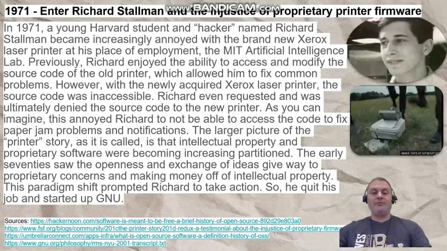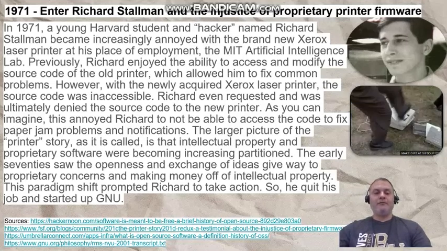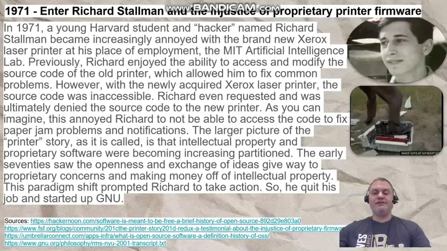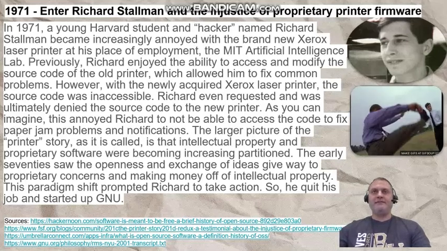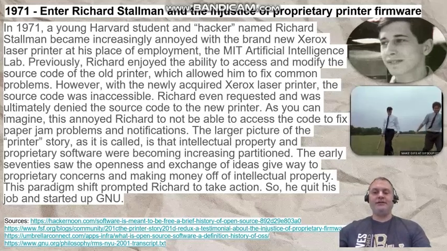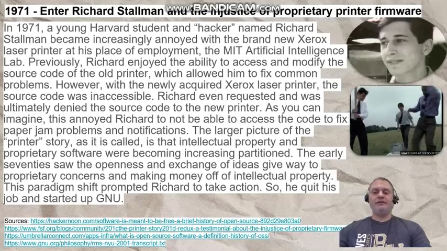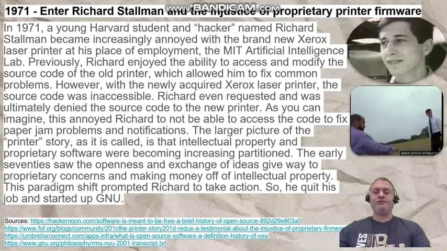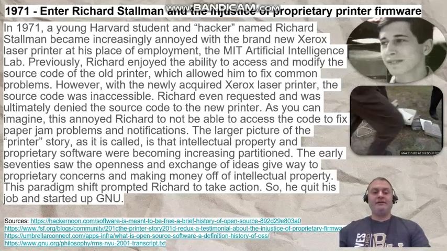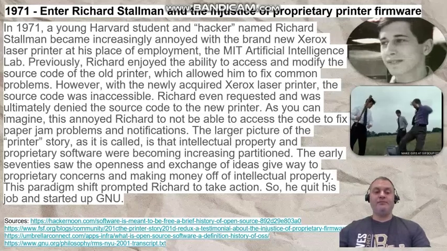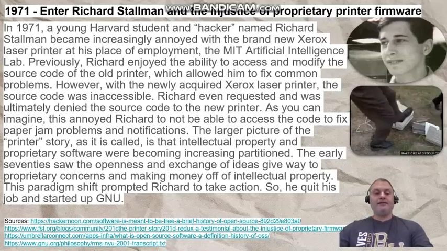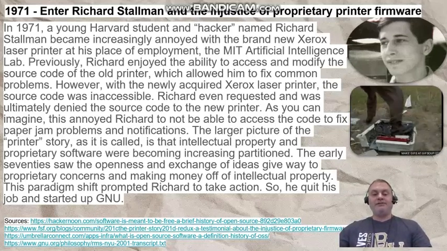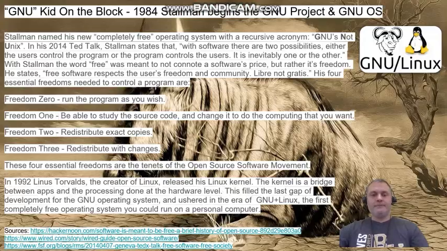Now, the larger picture of the printer story, as it's called, is that intellectual property and proprietary software were becoming increasingly partitioned. So this annoyed Richard, this mindset of openness and free exchange of ideas and code and software was starting to kind of close down and get more commercialized. So the early 70s saw this openness and exchange of ideas give way to proprietary concerns and making money off of intellectual property. So this paradigm shift prompted Richard to take action, so he quit his job and started up something called GNU.